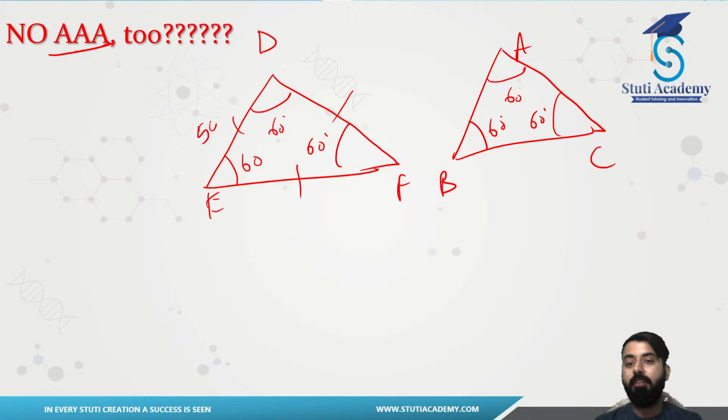But in this case, I have a side which is 5 centimeter, and I have a side which is 7 centimeter. Now you guys see, angles are the same, but the dimensions are different. This figure will be quite larger. It will be like this.